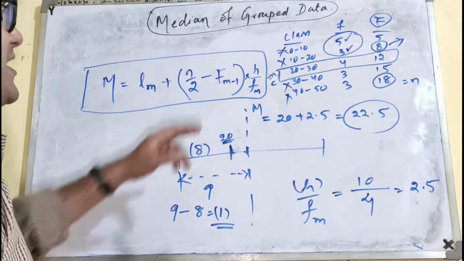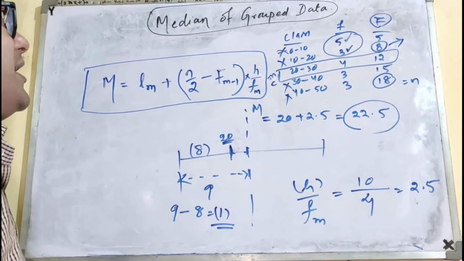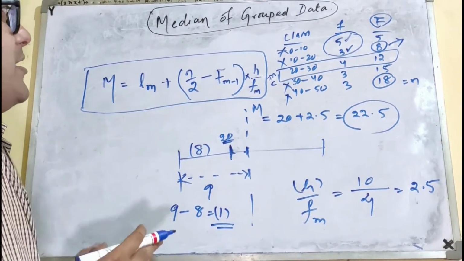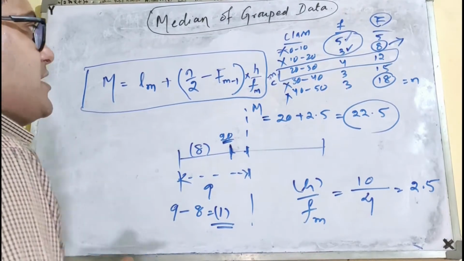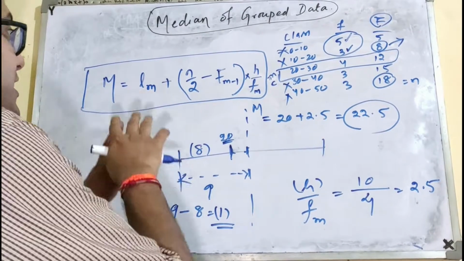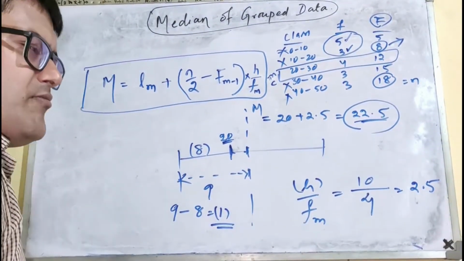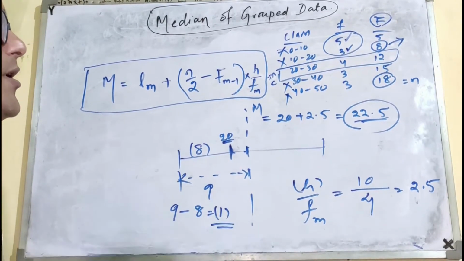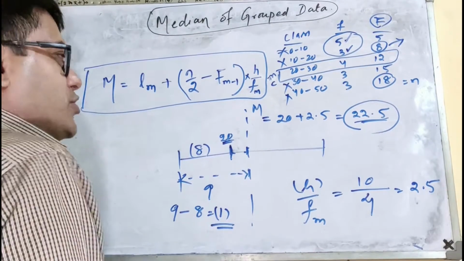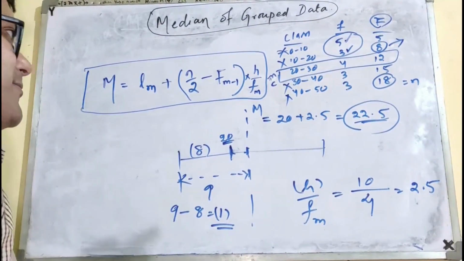Note that in this grouped data, there is nothing that could actually indicate, by simply looking at the table, where the median mark is going to be. Only through this calculation can we come to an appreciable approximation that the median mark would be around 22.5.